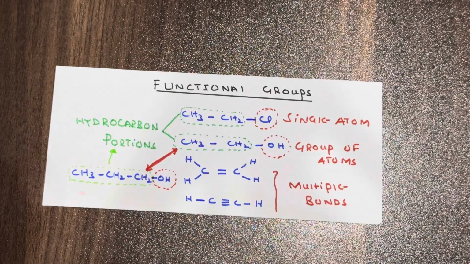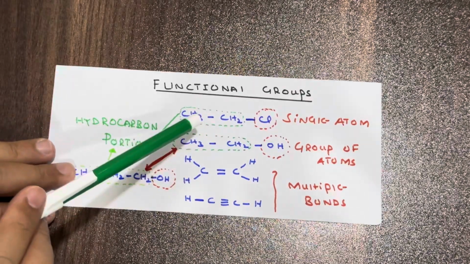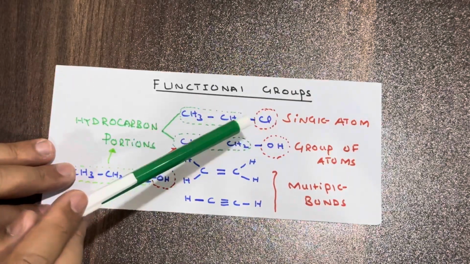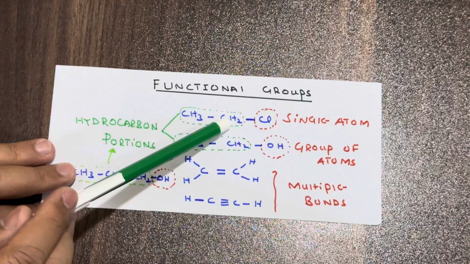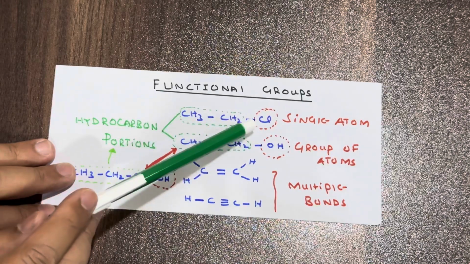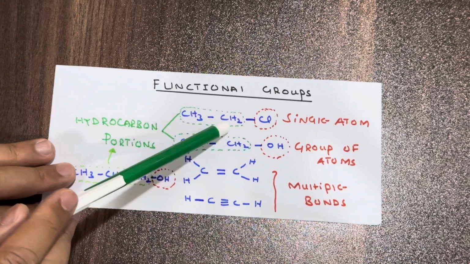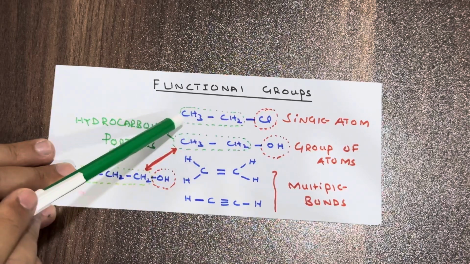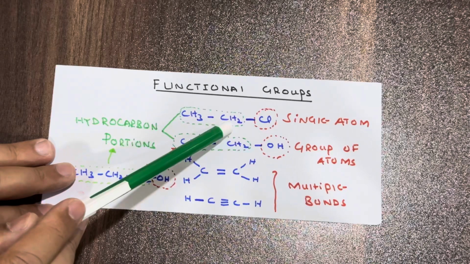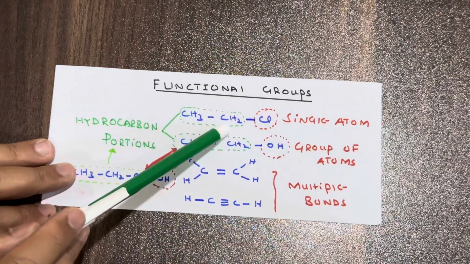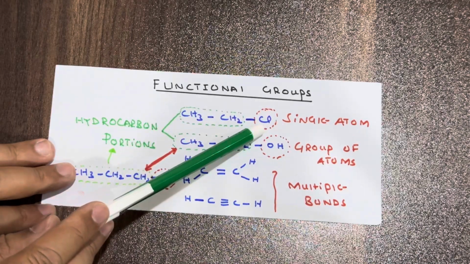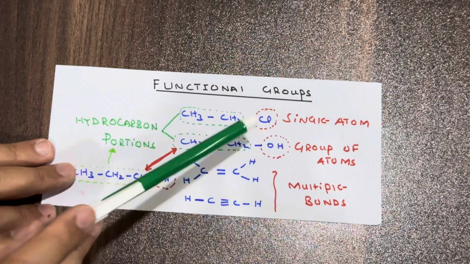Welcome dear students. This topic is the heart of organic chemistry, and that is the functional groups. Look at this molecule of ethyl chloride. It has a hydrocarbon portion which contains the ethyl group, and there is an atom of chlorine that is a single atom. In this portion you can see that there are two carbon atoms and five hydrogen atoms. So this one is the bulkier portion and this one is the lighter portion having only a single chlorine atom.